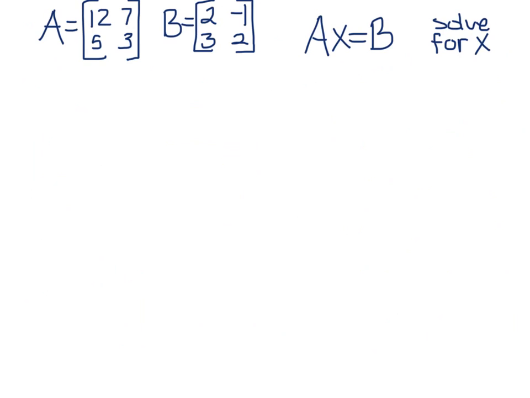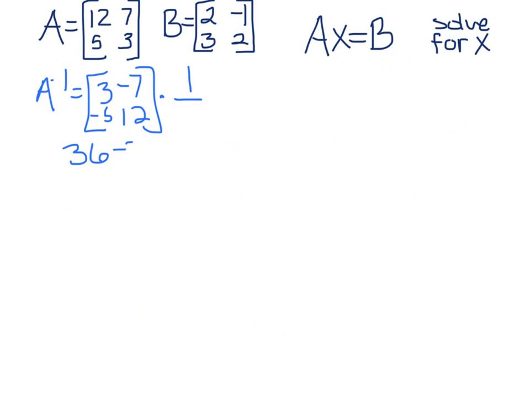Here's your problem. A is [[12, 7], [5, 3]], B is [[2, -1], [3, 2]]. AX equals B. So now solve for X. What can I multiply matrix A by and get B? So what we're going to do is take the inverse of A, and we switch the 3 and the 12. We switch the signs on the 7 and the 5. And we multiply it by 1 over 36 minus 35, which is 1. So we don't actually have to multiply by anything. So our inverse is [[3, -7], [-5, 12]].